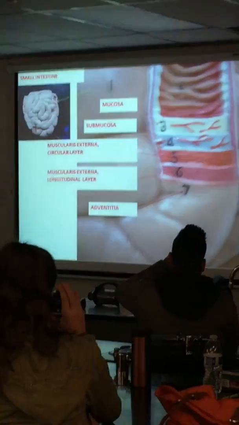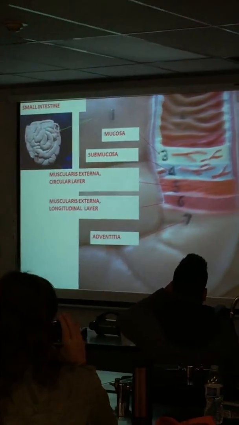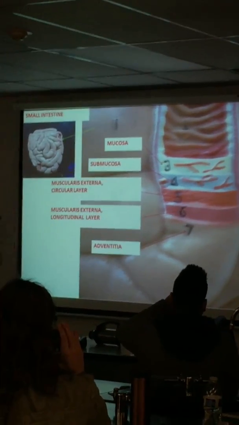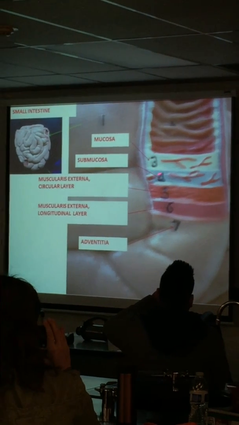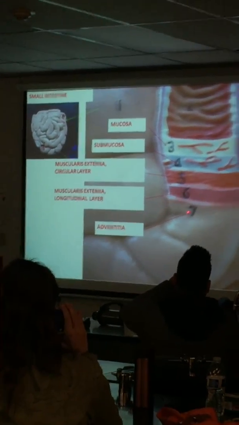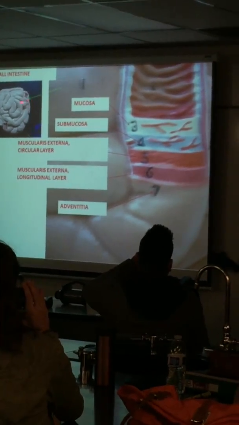Those layers are also shown on the small intestine model shown here. As shown, from inside to out: mucosa, submucosa, and then muscularis externa, circular layer, and then longitudinal layer, and then serosa or adventitia. So that's all this little part right there.